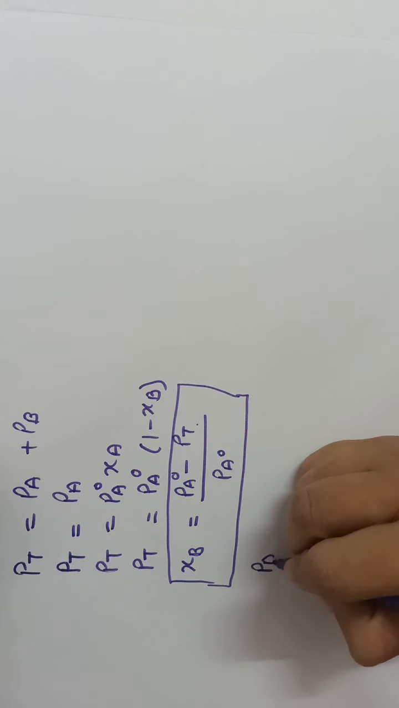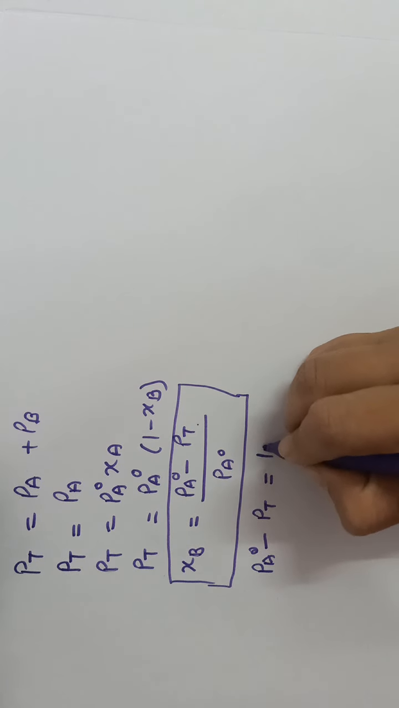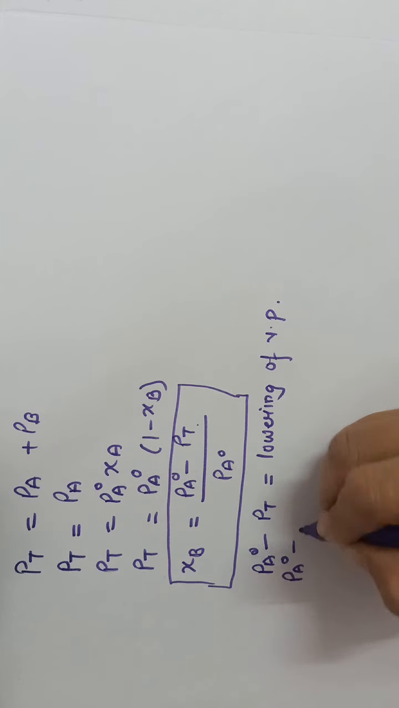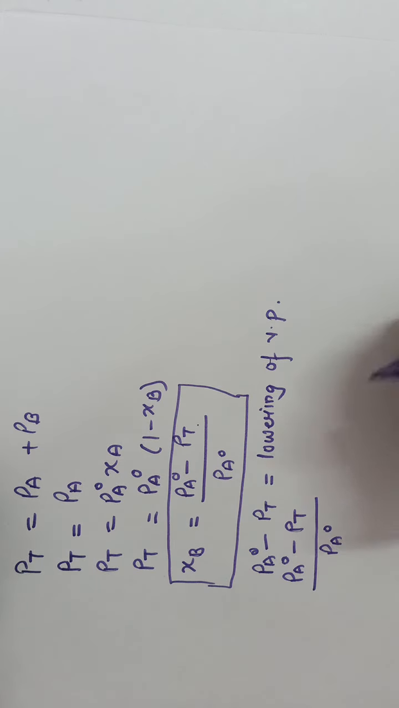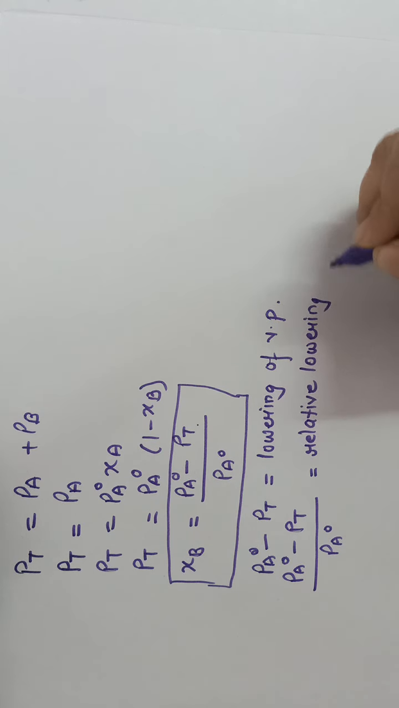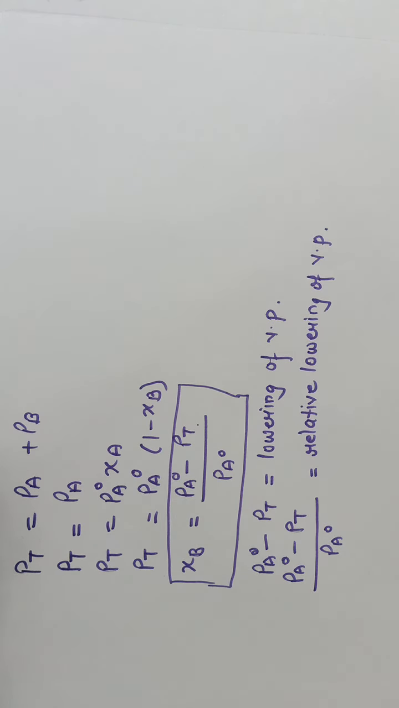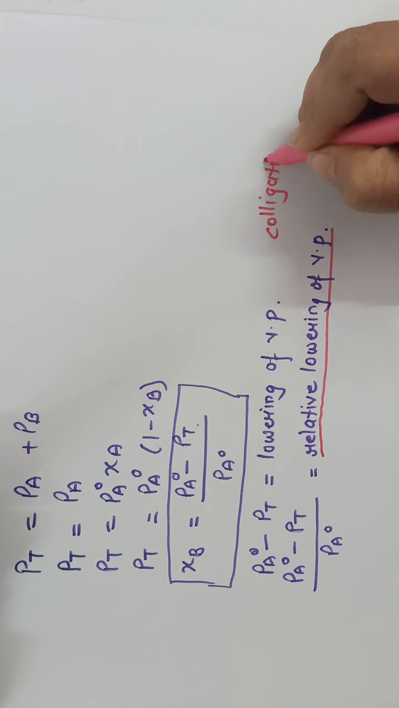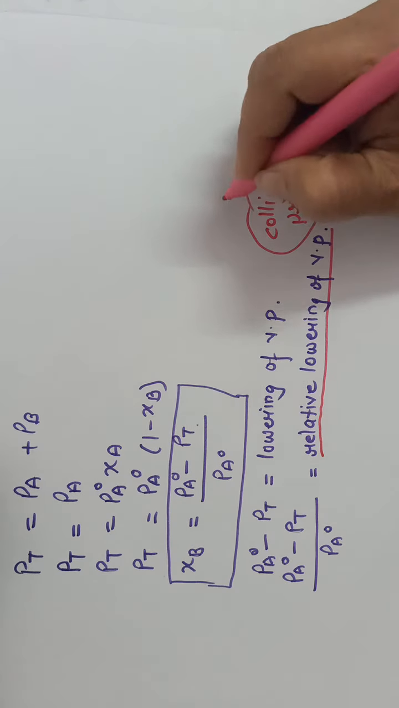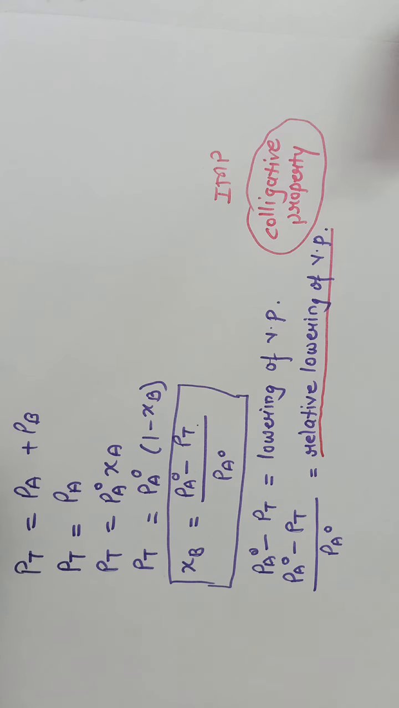Now in this, the term PA naught minus PT stands for lowering of vapor pressure, whereas the term (PA naught minus PT) upon PA naught stands for relative lowering of vapor pressure. This relative lowering of vapor pressure is your first colligative property. This is the most important topic. Sure, questions will be there from this topic, either numericals or give reasons or MCQs or application based questions, one liners, anything can be asked. But remember, this is a very important topic.